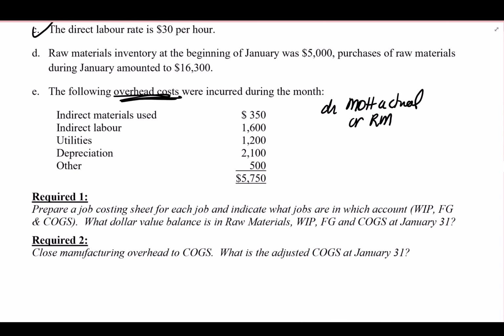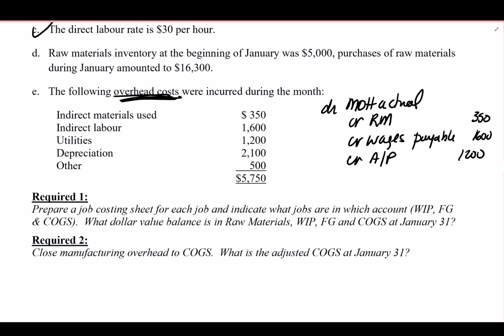Indirect labor, debit MOH actual, credit wages payable, or something. Utilities, credit AP, debit MOH actual. Because they're saying these are overhead costs, so you don't have to guess if they are on the income statement or the balance sheet. They're saying, nope, these are overhead costs that need to go to MOH actual.